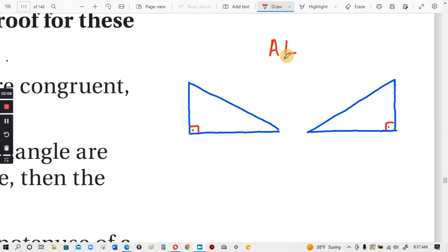So we're going to do an angle and a leg. We already have the right angle on the right triangles. If we do the angle right here, we can match this one with this one. And then do a leg. We can match this leg with this leg. And now we have angle, side, angle. Angle, side, angle.